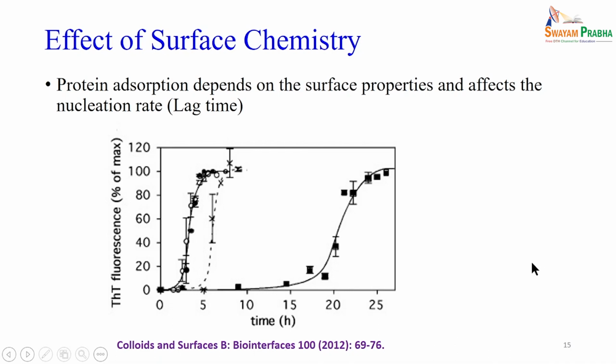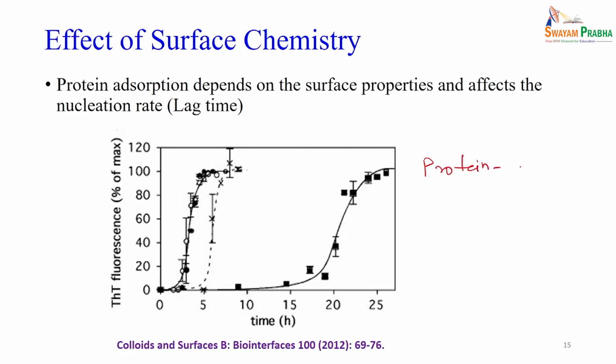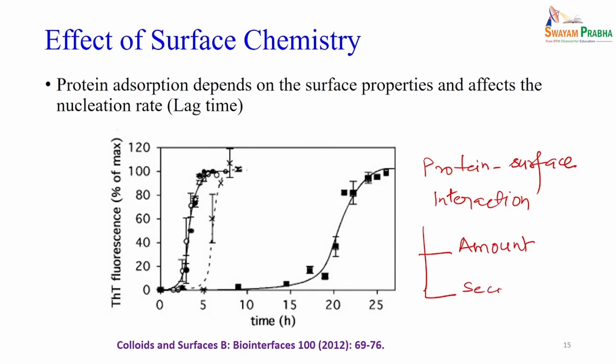The other factor is the surface. Typically whenever a protein comes into contact with a surface, due to various intermolecular interactions, particularly the van der Waals interaction, hydrophobic interaction, and electrostatic interaction depending on the surface charge, there will be adsorption of the protein. Now, it depends how strong the protein-surface interaction is. The protein-surface interaction will decide both the amount of protein as well as its secondary structure.